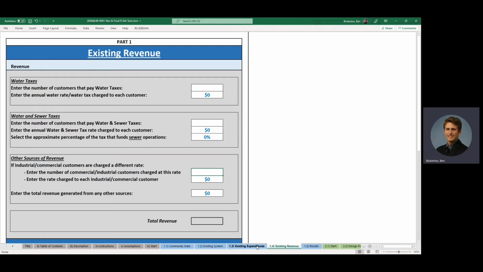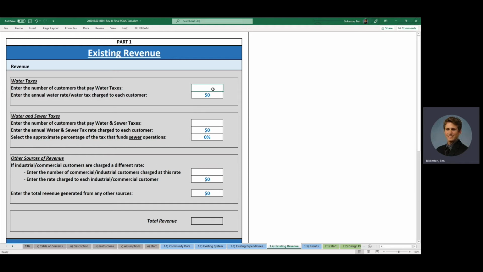Once we finish inputting the expenditures, the next page asks us for existing revenue. So we have a community with 950 people, but this page is asking for the number of customers that pay either water taxes, combined water and sewer taxes, industrial commercial customers that are charged differently, or any other revenue that is applied directly to the water supply system operation and maintenance.